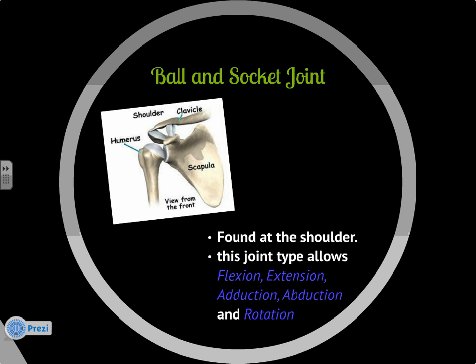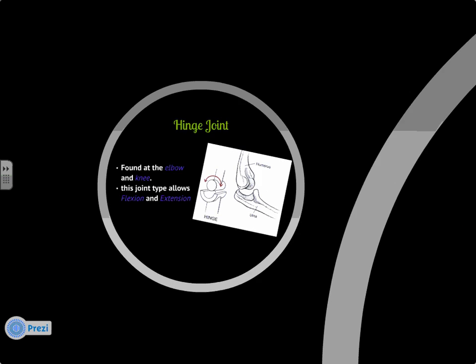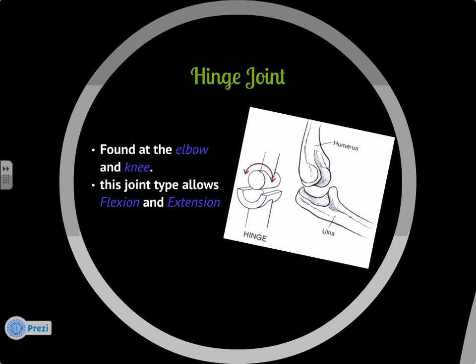One of the types of joints you need to know and understand is a ball and socket joint, found at the shoulder. This joint allows flexion, extension, adduction, abduction, and rotation. The hinge joint, found at the elbow and knee. This joint allows flexion and extension only, such as in a bicep curl.